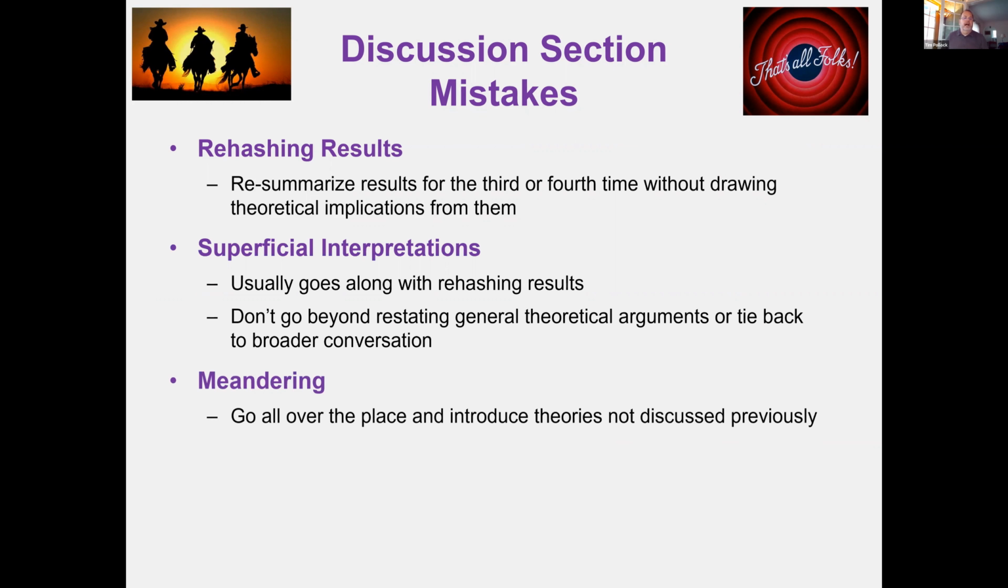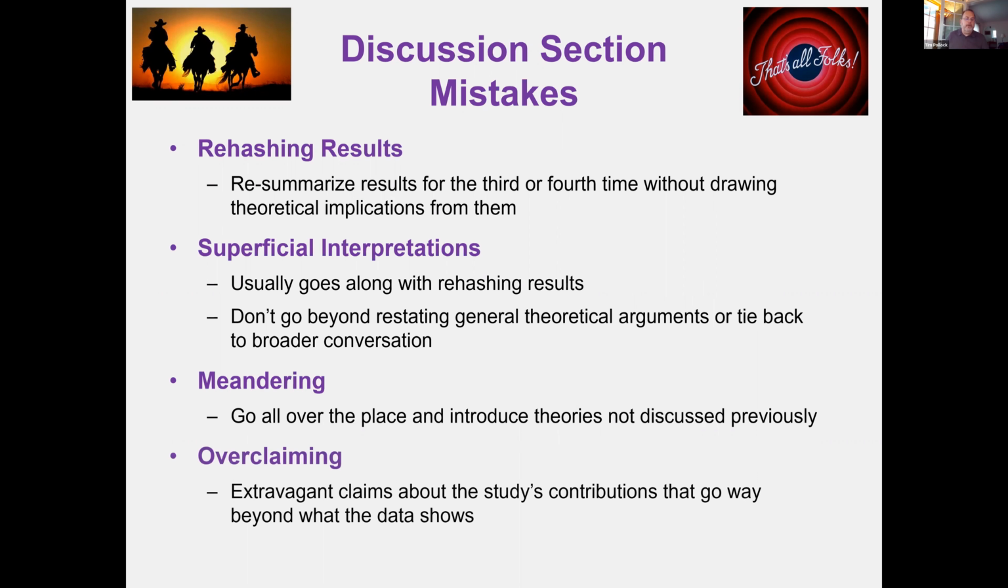Meandering is another common mistake, where you go all over the place and introduce theories that aren't discussed previously. So if you've seen a discussion section where people are trying to introduce three or four new theories that weren't part of the theoretical discussion and hadn't shown up in the paper until this point, then the authors are meandering. Overclaiming is another. So in trying to sell your study and show how important it is, you make overly extravagant claims about your contributions that go way beyond what your data shows or that you can reasonably support.